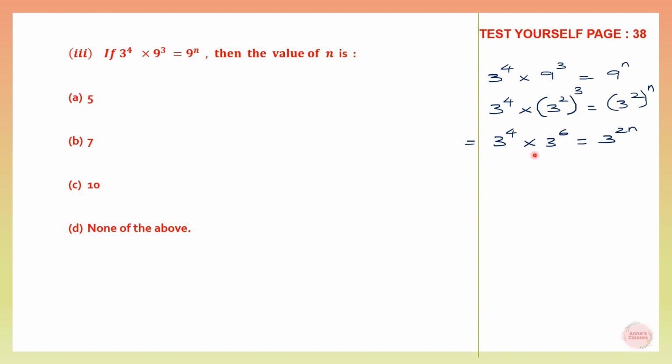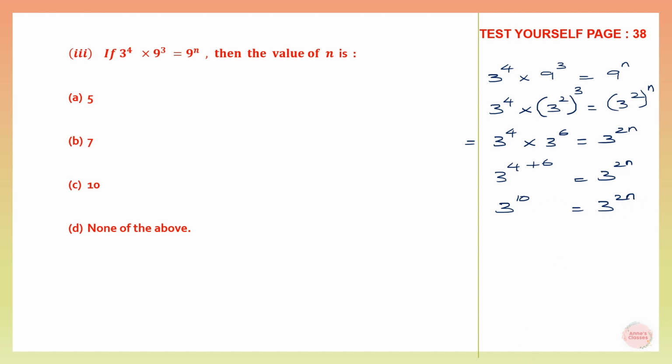First, let's do this part. When the base is same and it's multiplication, we can add up the powers. So this will be 3 to the power of 4 plus 6 is equal to 3 to the power of 2n, or 3 to the power of 10 is equal to 3 to the power of 2n. Now the base is the same. That means the powers are equal to each other.